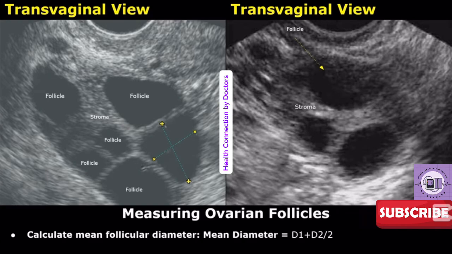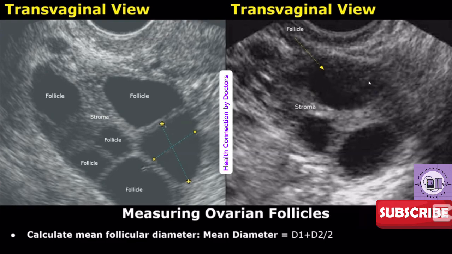Once we have D1 and D2, we calculate the mean follicular diameter. The formula is mean follicular diameter equals D1 plus D2 divided by 2. This mean value is the number used for clinical decision making, including ovulation timing, cycle monitoring, and fertility treatment planning.